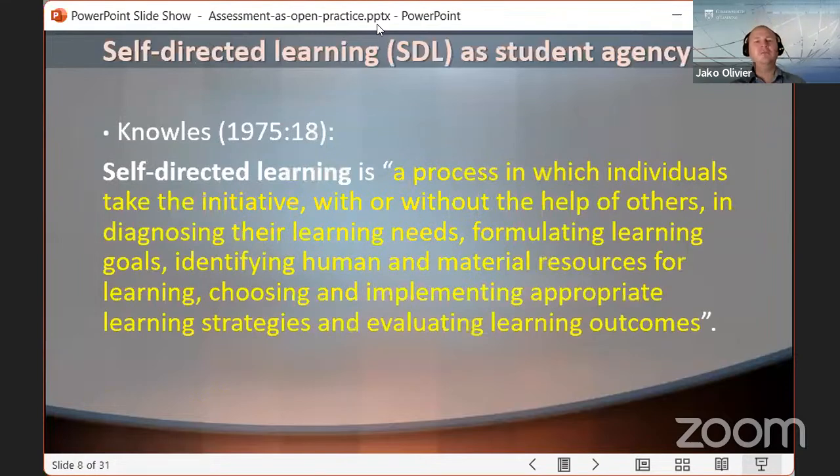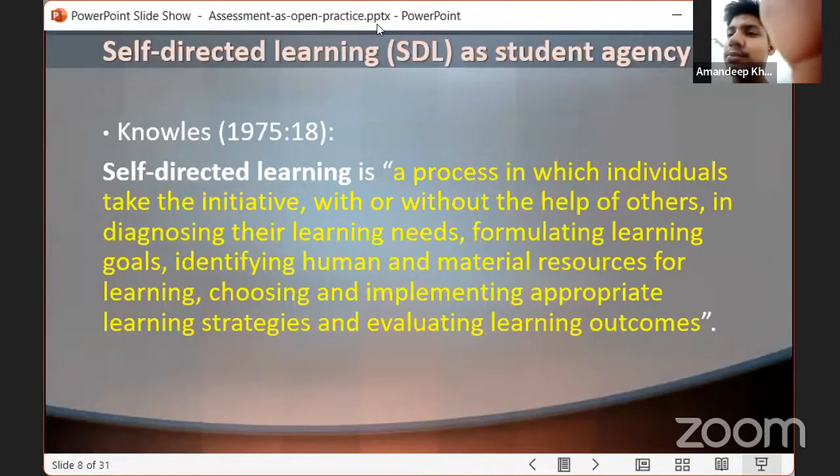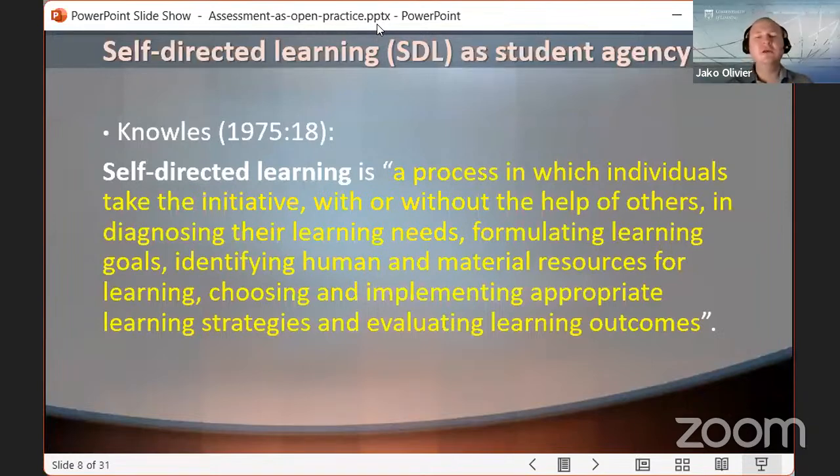As I mentioned, for me, it's all about student agency, and getting students to work collaboratively on renewable assessments is really a good way of promoting self-directed learning. But very shortly, what I mean with that, in the sense of what Malcolm Knowles says, it's a process in which individuals take the initiative with or without others. So it can be collaborative exercise in identifying the needs, formulating goals, and very importantly, identifying these resources.